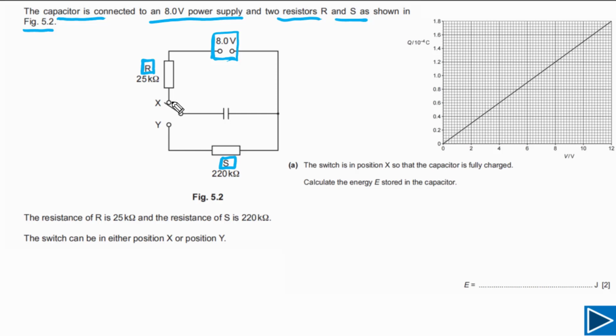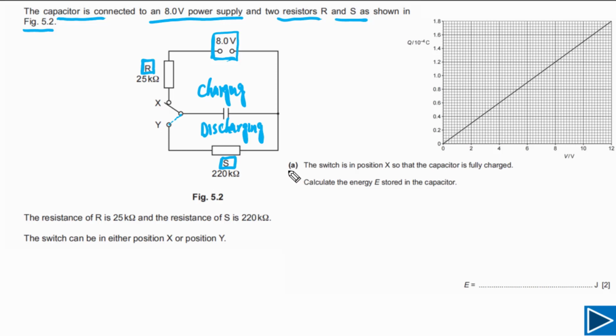When this switch is at position X, this capacitor is charging. A very important point: we need to understand when the capacitor is charging and when it is discharging. In this case, the capacitor is charging because there is a power supply in this loop, or simply in this circuit. But if we move this switch to Y, this capacitor will start discharging because in this loop there is no power supply. There is only a resistor. So the capacitor is at higher potential and will start discharging. So this is a very important point about charging and discharging.